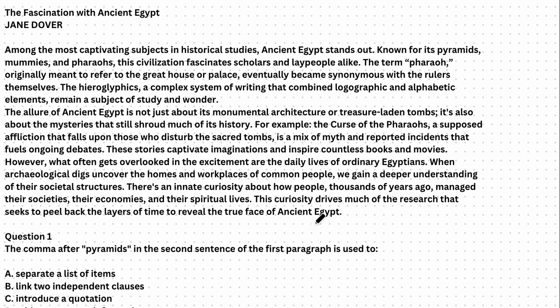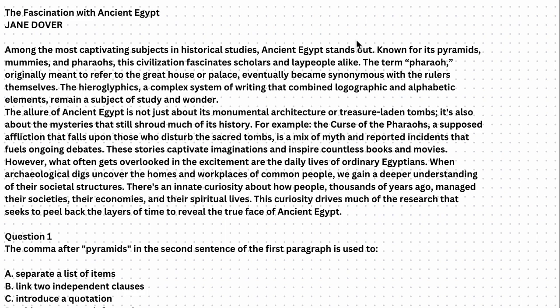So the first thing, as with all academic literacy questions, is to read the passage and understand what it's trying to say. Then after you have done that, you will go down to question 1, which says the comma after pyramids in the second sentence of the first paragraph is used to. So automatically I would go to what? This is the second sentence of the first paragraph.